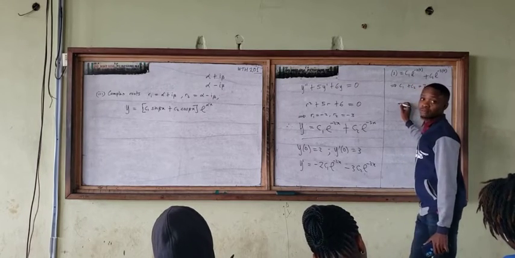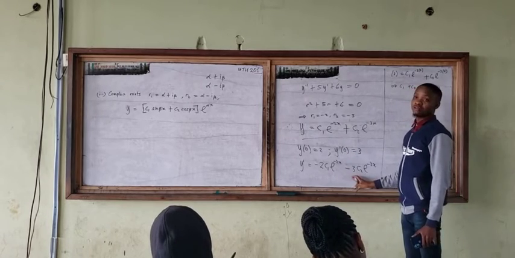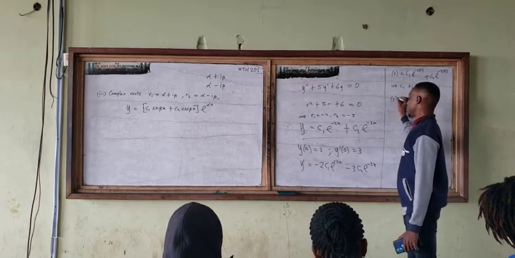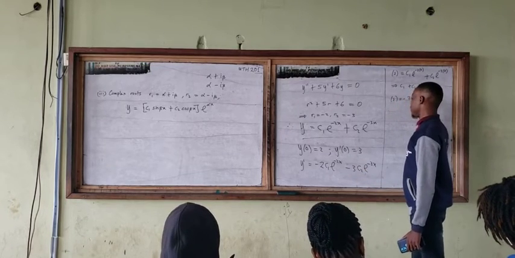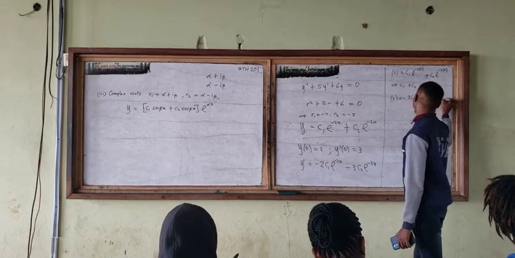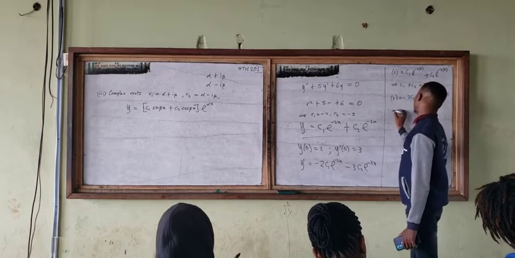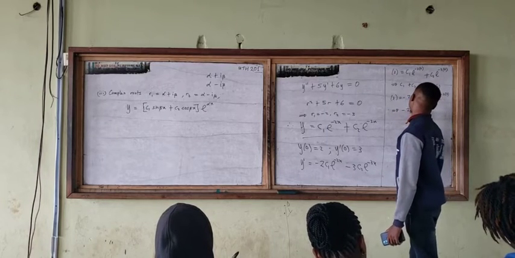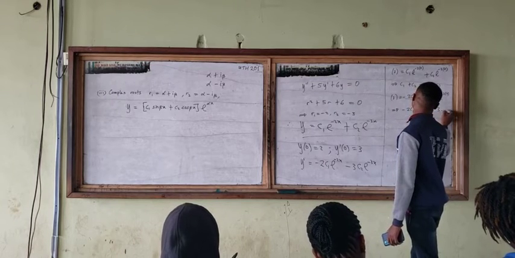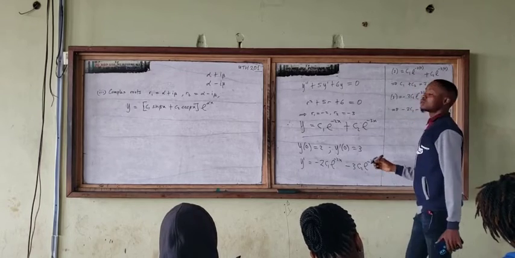Is that clear? Then the next thing is to substitute into the expression for y prime. That's going to give us 3 is equal to minus 2 C1 e raised to power minus 2 into 0 minus 3 C2 e raised to power minus 3 into 0. Does that make sense? So that's going to give us minus 2 C1 minus 3 C2 is equal to 3, and that's our equation 2. So solve equations 1 and 2 simultaneously.